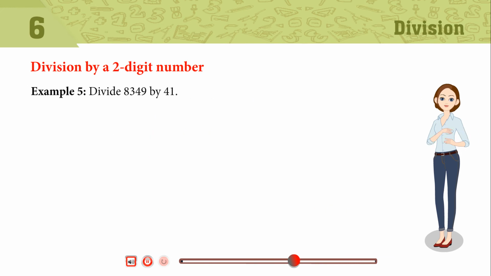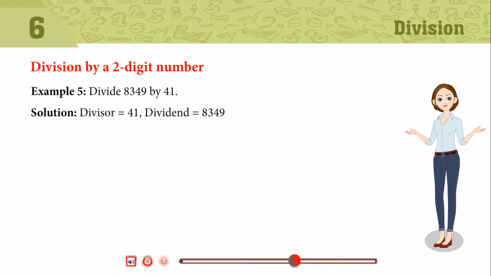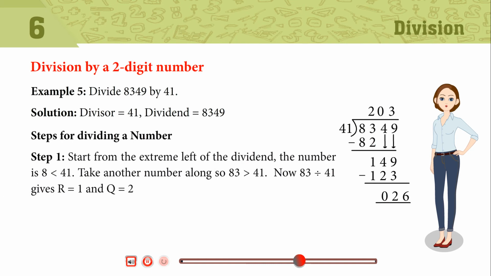Example 5. Divide 8,349 by 41. Solution. Divisor is equal to 41. Dividend is equal to 8,349. Steps for dividing a number. Step 1. Start from the extreme left of the dividend. The number 8 is smaller than 41. Take another number along, so 83 is greater than 41. Now 83 divided by 41 gives remainder is equal to 1 and quotient is equal to 2.